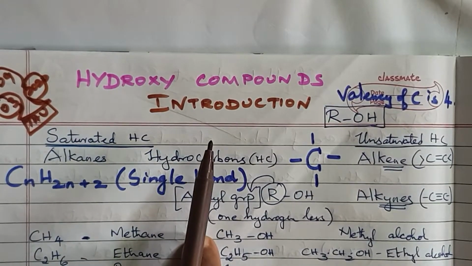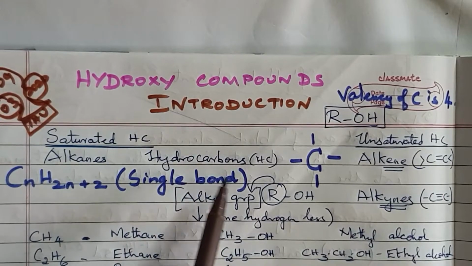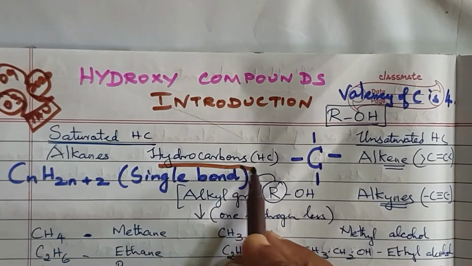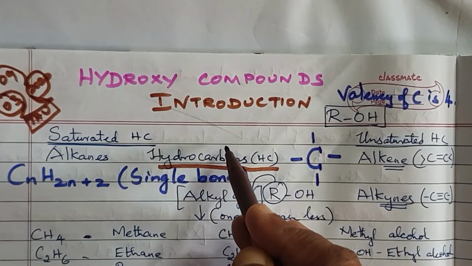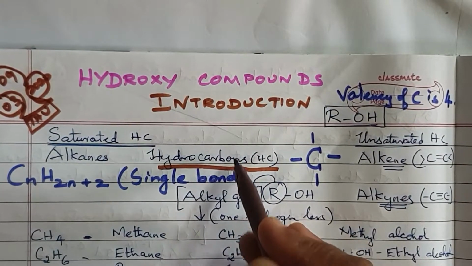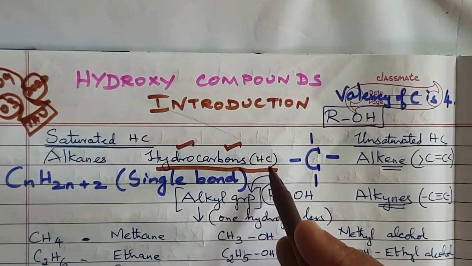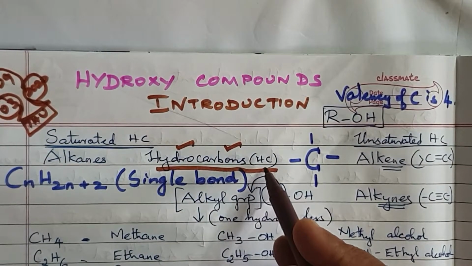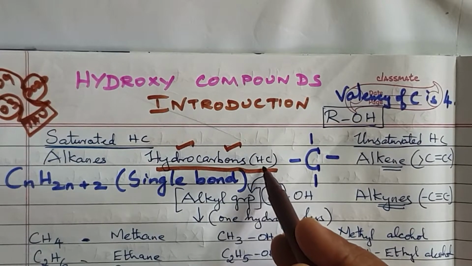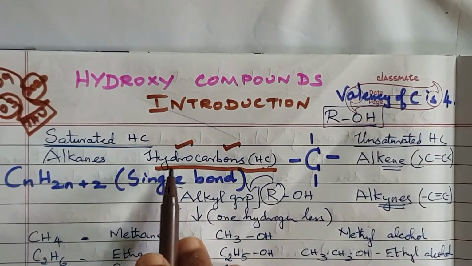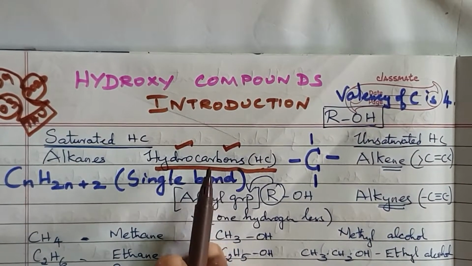Now, in organic chemistry, let us first see what is a hydrocarbon. As the word suggests, a hydrocarbon is a compound containing carbon and hydrogen. Let me represent it in a short way, let me write it as HC. A compound which contains carbon and hydrogen in it will be called a hydrocarbon.